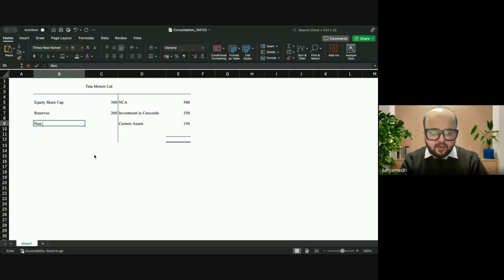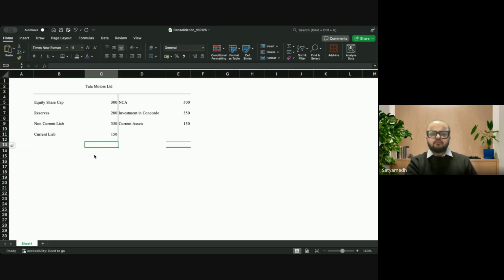Then I have non-current liabilities of 350, and I have current liabilities of 150. And this is a very simple balance sheet. Naturally, Tata Motors' balance sheet is far more complex. We are keeping it simple here.